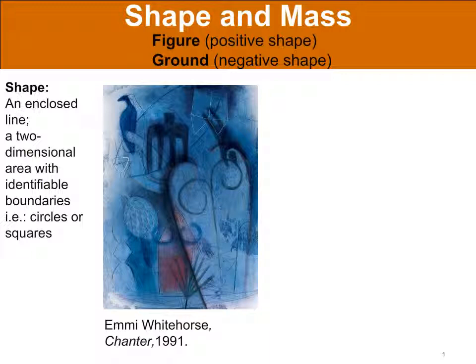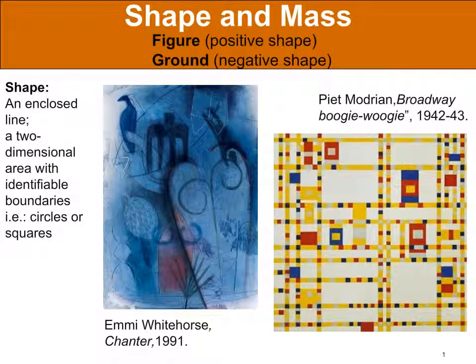In this painting by Emma Whitehouse, you see shapes that go in and out of the background, but you can still see the positive shapes and the negative area. So what would be the positive shapes? Well, it'd be those who are the darker blue, the darker colors, and of course the light background is the negative space. In Mondrian's painting, that differentiation is much more defined. What is positive and what is negative is much clearer.